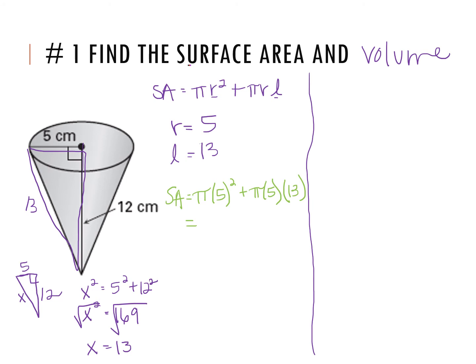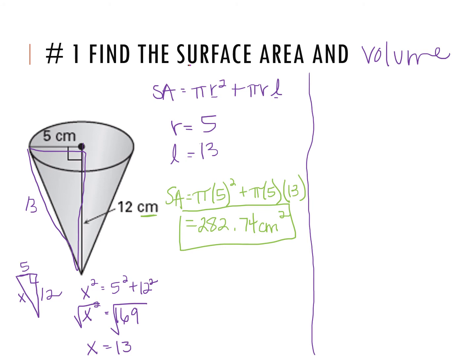So again, use the pi button, pi, parenthesis 5, parenthesis squared, plus pi button, parenthesis 5, parenthesis 13, parenthesis, and when you hit equals, you should get back the number 282.74, because we always round to 2 decimal places. And I want to give it a good label, and since we're finding surface area, we know it's squared. Since I have a label on it already, I can use centimeters squared to finish off that label. Okay, so that's the surface area of this first cone.